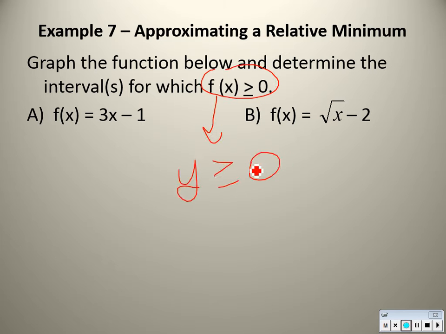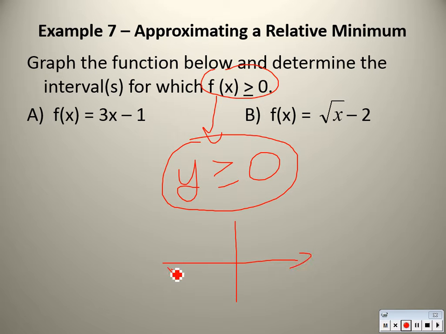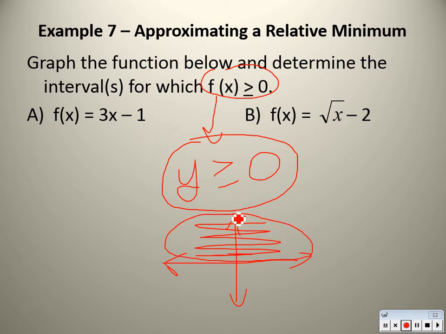So what I'm looking for here are the values of x where this graph is essentially above the x-axis. Because if y is greater than 0, if you think of your coordinate axis here, it would be all these values up here where y is greater than 0. So what I want to know is, what are the values for x that give me y coordinates that would be in this area of the graph up here?